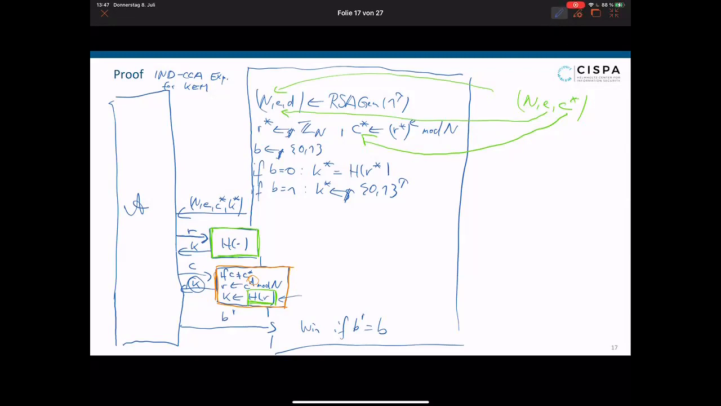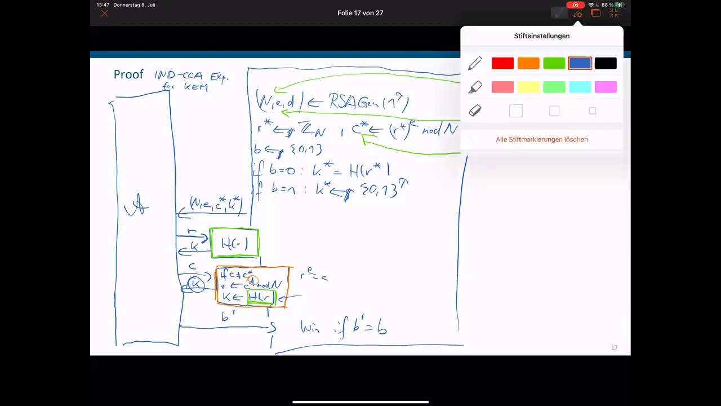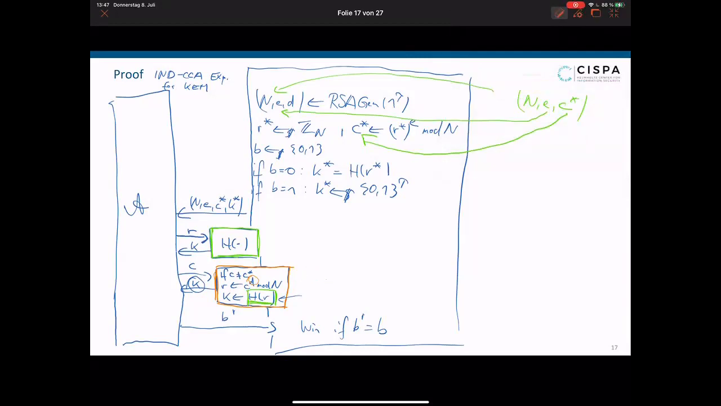But then if we already know what R is supposed to be, then we don't need D. If we already know the correct R that corresponds to the C, we just need to check whether R to the E equals C, right? For an R that we've already seen before from the random oracle. Good, that's the idea, right? We're using what is called a pre-image awareness property, that's a technical term, of the random oracle.